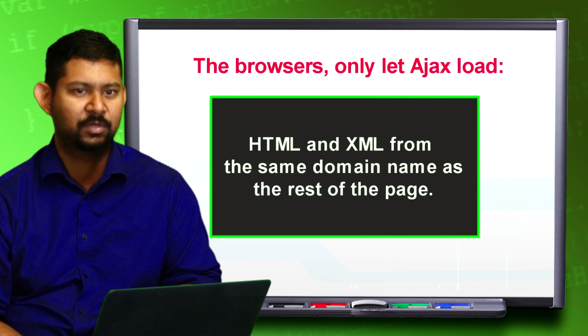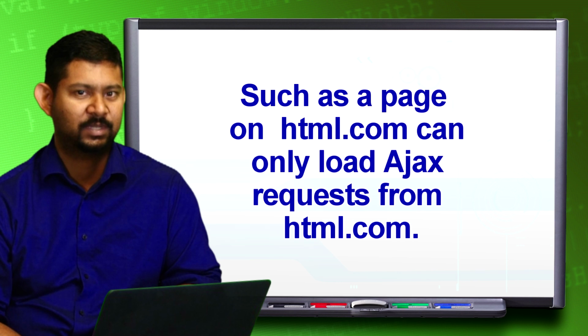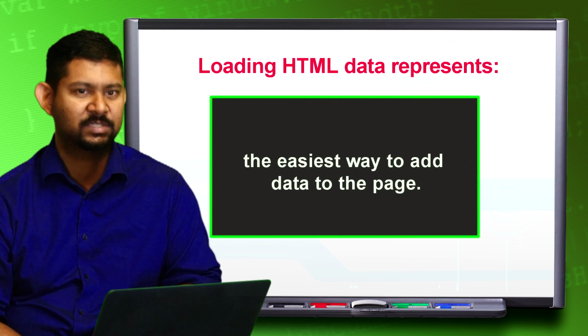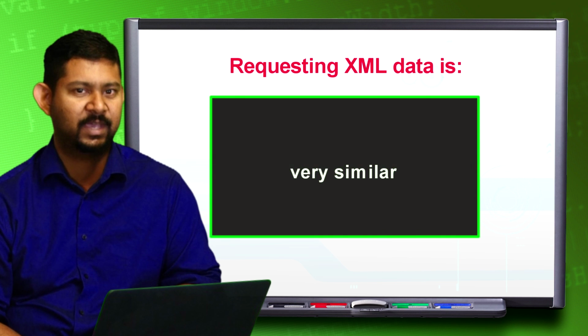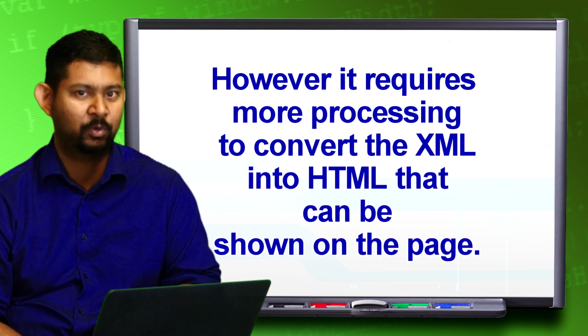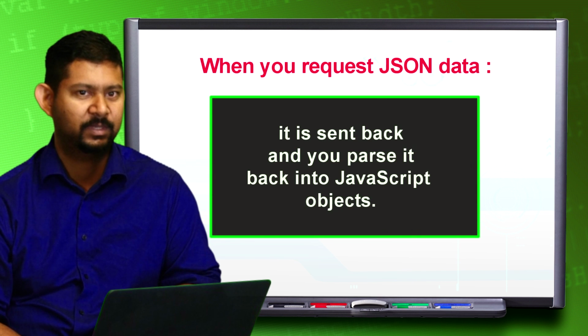At this point, it is important to note that browsers only let Ajax load HTML and XML from the same domain as the rest of the page. Such as a page on html.com can only load Ajax requests from html.com. Loading HTML data represents the easiest way to add data to the page. The browser will render it like any other form of HTML. Requesting XML data is very similar. However, it requires more processing to convert the XML into HTML that can be shown on the page. When you request JSON data, it is sent back and you parse it back into JavaScript objects.